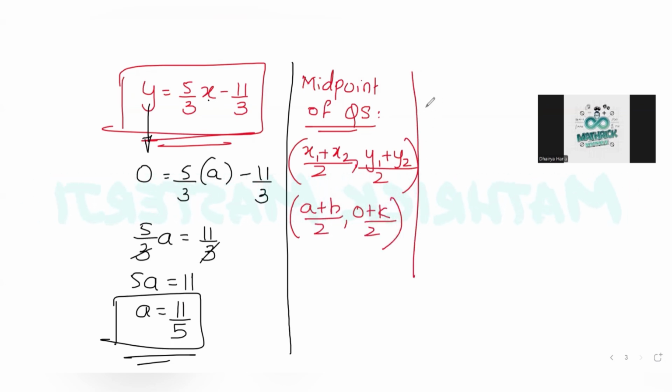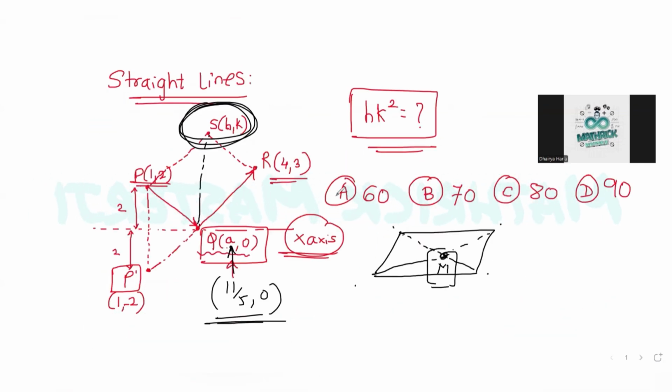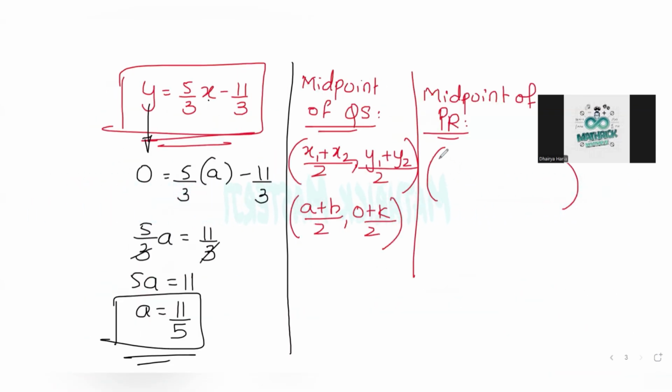And the same thing if I find the midpoint of PR, it is again the same sum of x coordinates, so P and R: (1 plus 4) over 2 and (2 plus 3) over 2. Now from here I get this is 5 over 2, this is 5 over 2, and this is (a plus h) over 2, and this is k over 2.